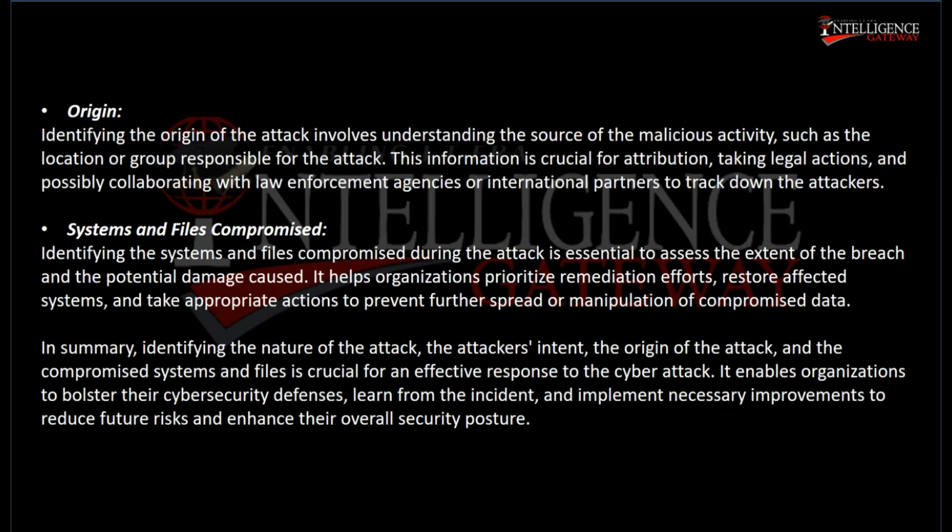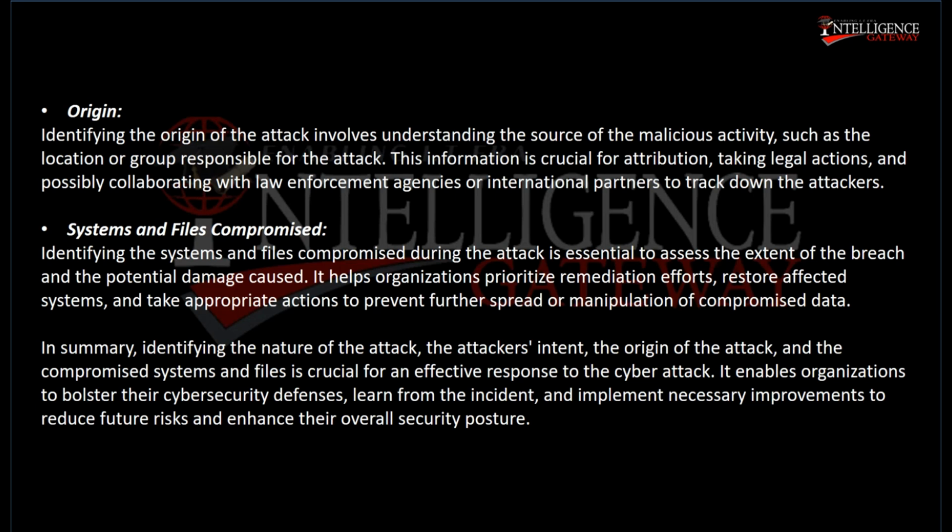Origin. Identifying the origin of the attack involves understanding the source of the malicious activity, such as the location or group responsible for the attack. This information is crucial for attribution, taking legal actions, and possibly collaborating with law enforcement agencies or international partners to track down the attackers.